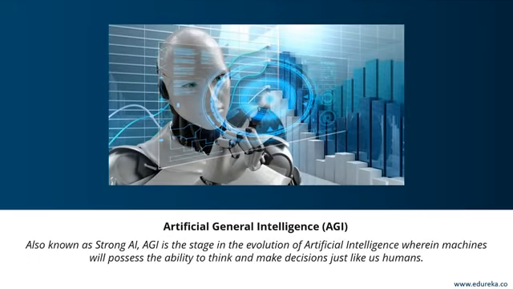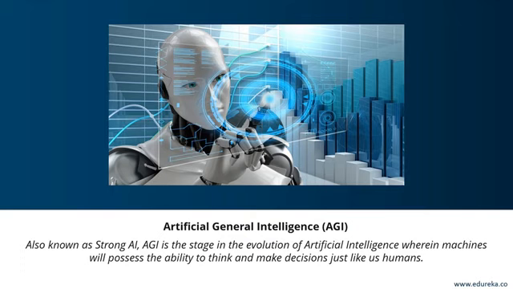Artificial general intelligence is also known as strong AI. This stage is the evolution of artificial intelligence, wherein machines will possess the ability to think and make decisions just like human beings. There are currently no existing examples of strong AI, but it's believed that we will soon be able to create machines that are as smart as human beings.